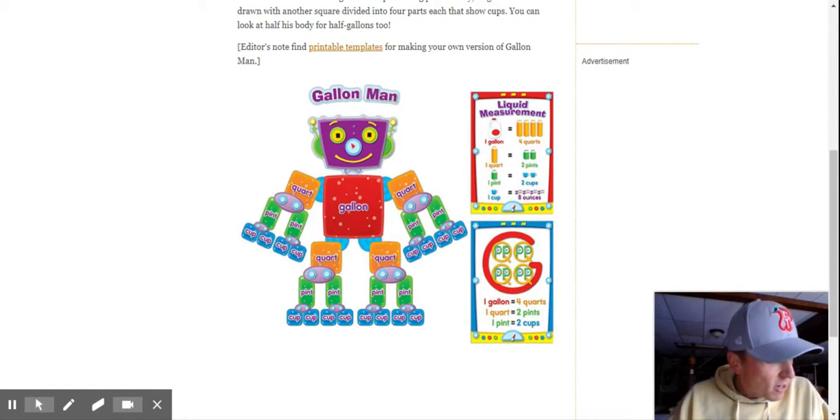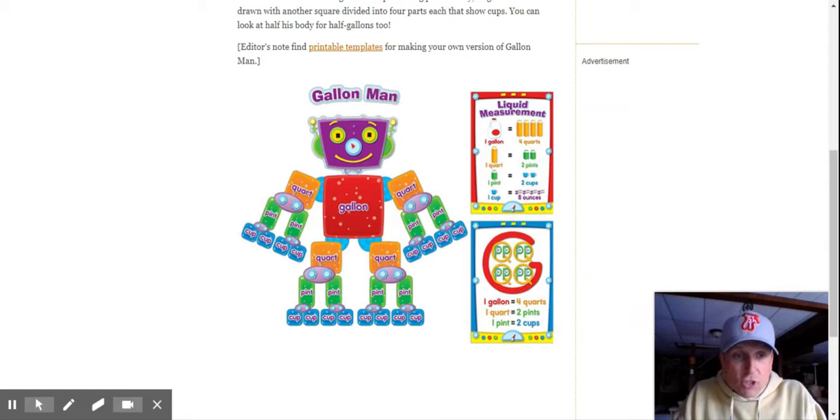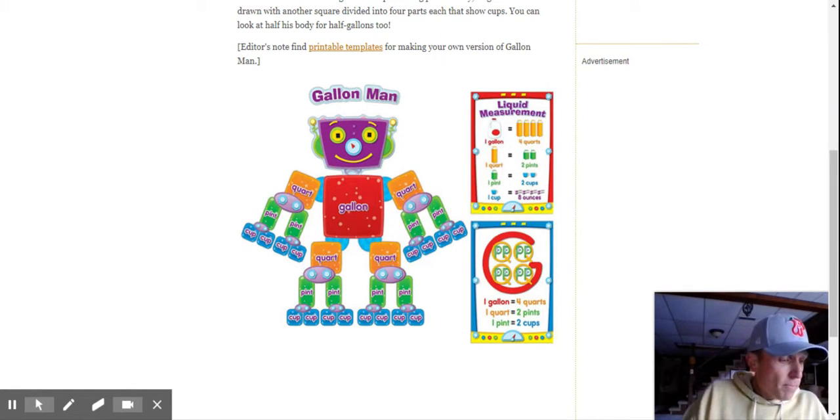Okay? So the class is going to need to make 4 batches of this punch with the recipe to make 5 gallons. All right? So now, step 3 says find how much of each ingredient is in 4 batches. Okay, so we're going to multiply each ingredient by 4.